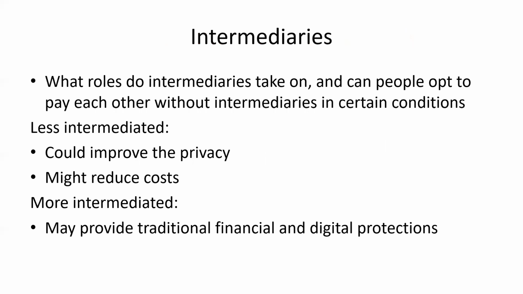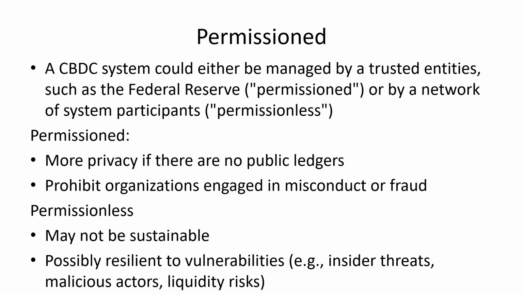So here are some of the design choices, we'll go over them real quickly. Should there be an intermediate? Should you just do this for you and the other person and get it done? Or should you involve basically a bank as an intermediate? Is there somebody else involved? If you do it yourself, there's probably a lot more privacy if there's no intermediate. And it might reduce cost, because if you involve a bank, they're probably going to want something for it. Banks are like that. But the bank may provide some digital and financial protections.